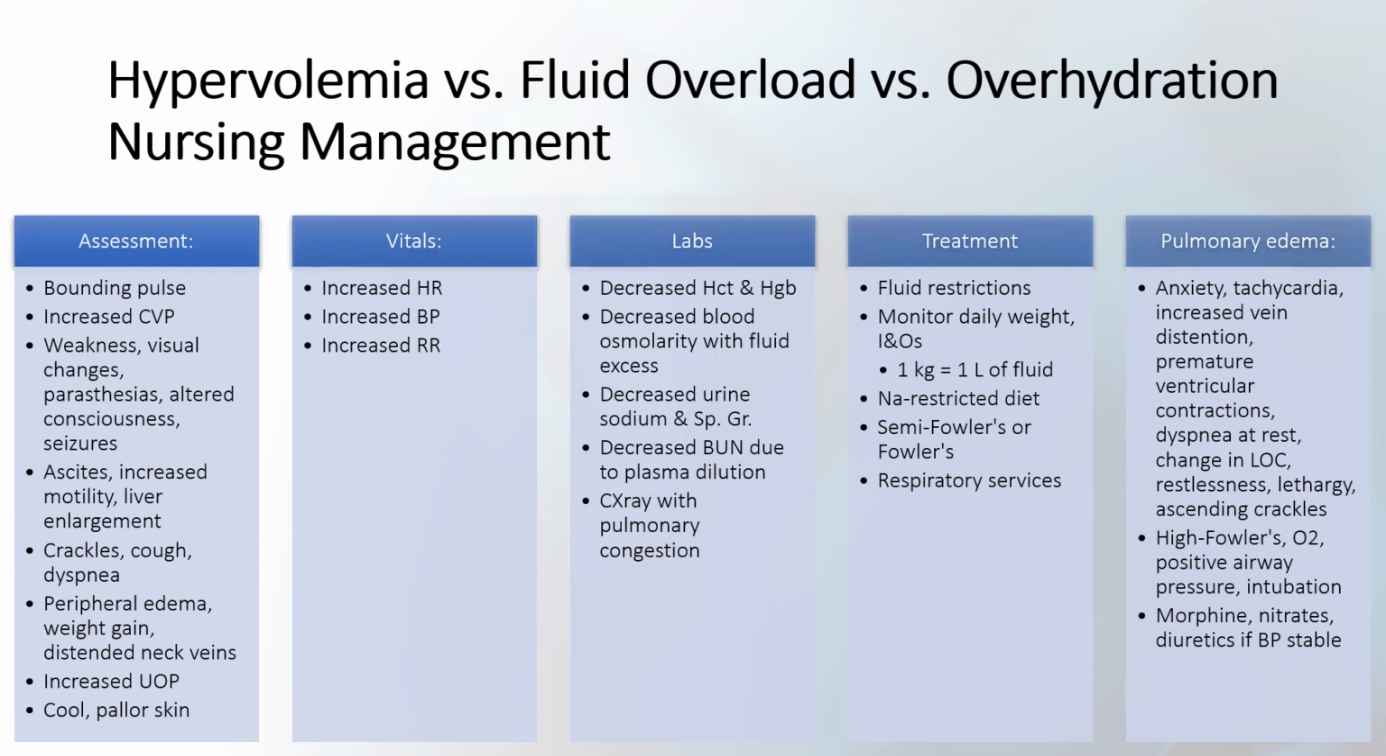Medication-wise, morphine can help with their pain and anxiety, and also the increased demand on the cardiac muscle. And so helping the cardiac muscle slow down, kind of take a breather, and relax, and therefore being perfused again.